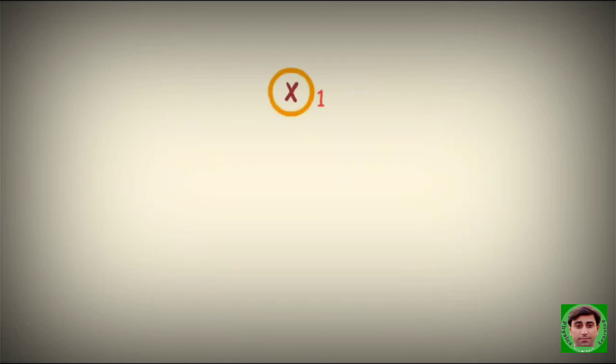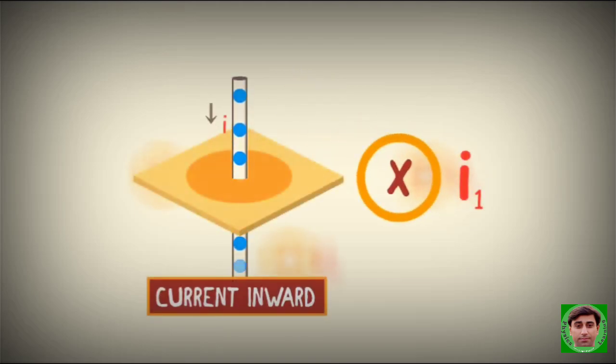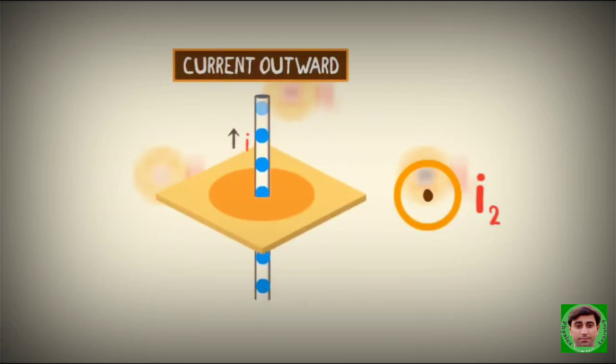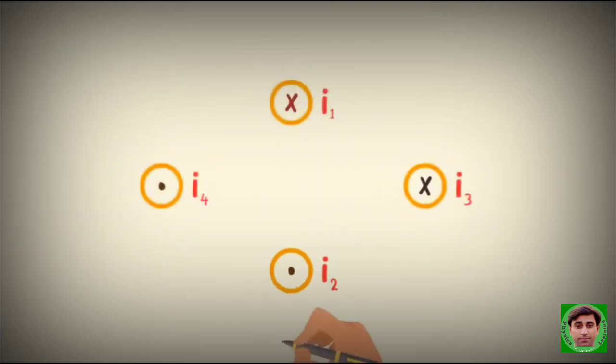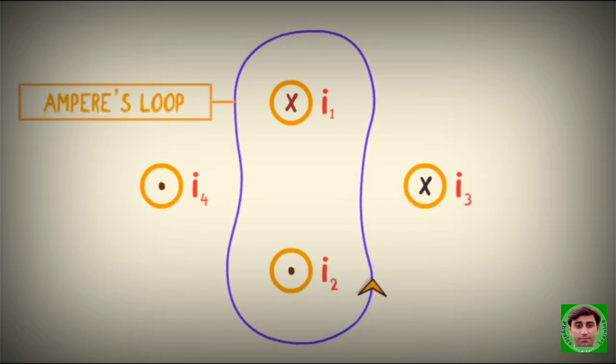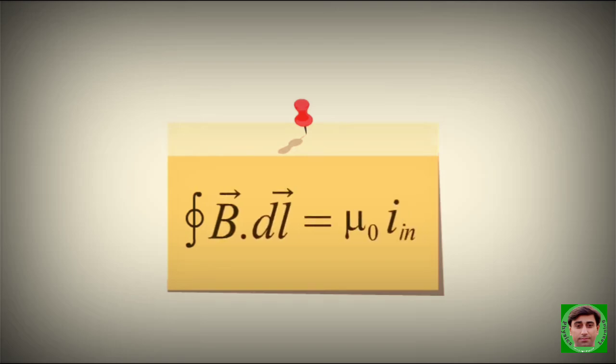Suppose we have wires I1, I2, I3 and I4, where a cross denotes the inward direction of current and a dot denotes the outward direction of current. If we draw an imaginary loop covering currents I1 and I2 and assume the direction of the imaginary loop is anticlockwise, this loop will be known as Ampere's loop. The magnetic field because of all wires on this loop is equal to B net. Then we can write the closed loop integral of B dot dl equal to mu naught times current I in.